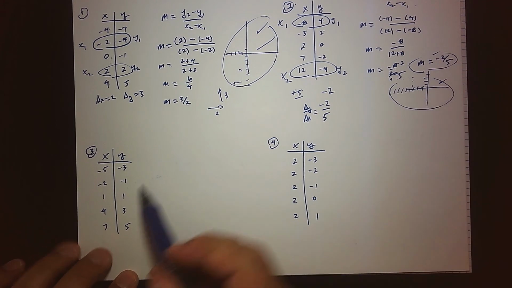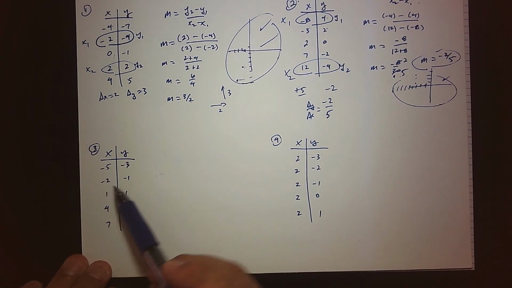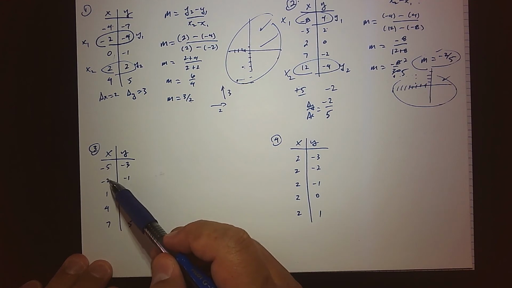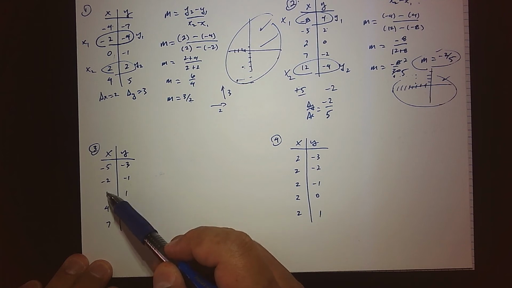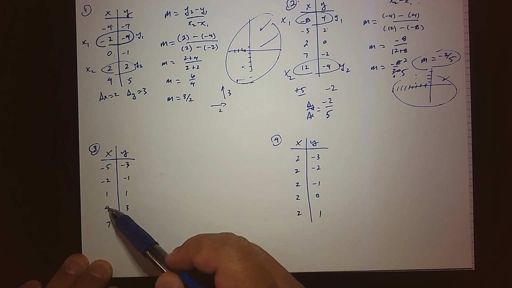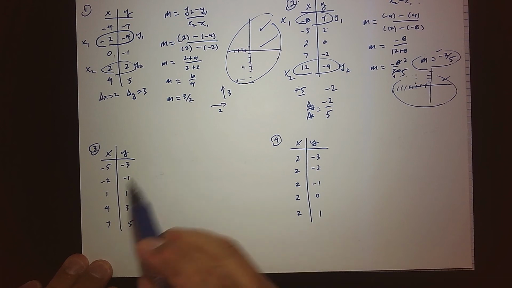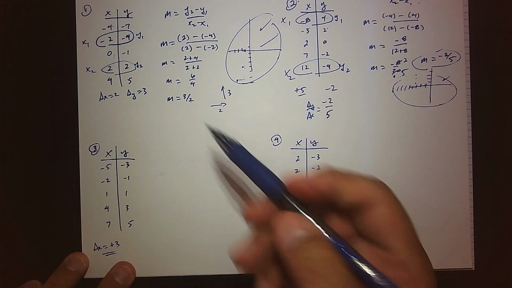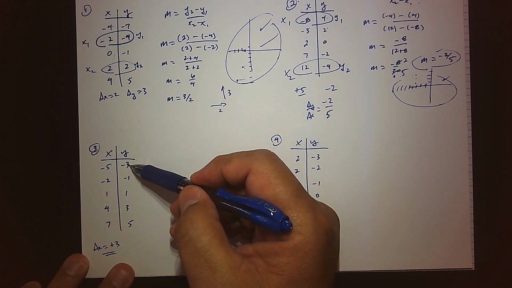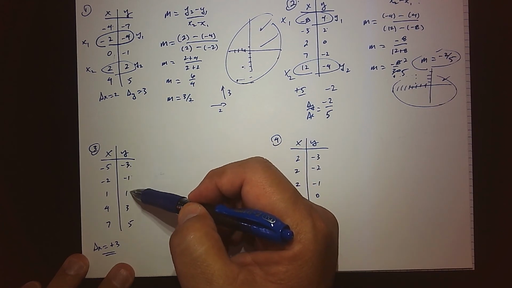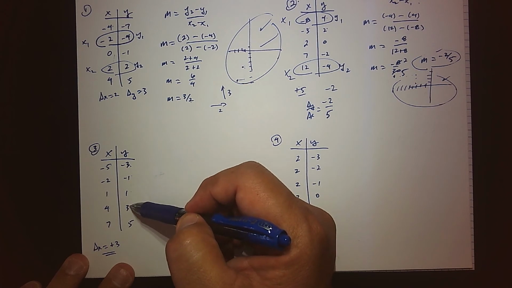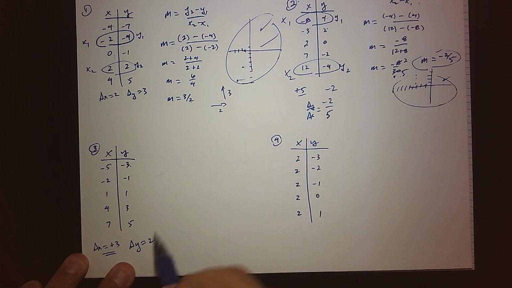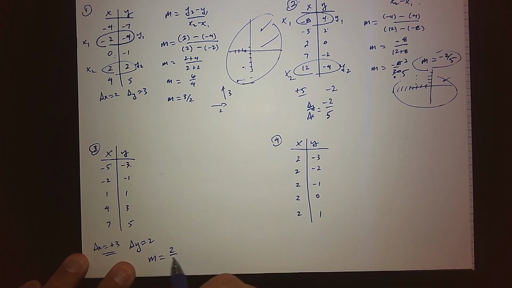So the next one, how about I approach it this way? If you just look at the data itself, we're going from -5 to -2, so that's a jump of 3. -2 to 1 is another jump of 3. 1 to 4 is another jump of 3. And 4 to 7 is another jump of 3. So it looks like the delta x is +3. And then in the y, there's a shift of 2, a shift of 2, a shift of 2, a shift of 2. So just reading the table, it looks like delta y is 2. So my slope is 2 over 3.